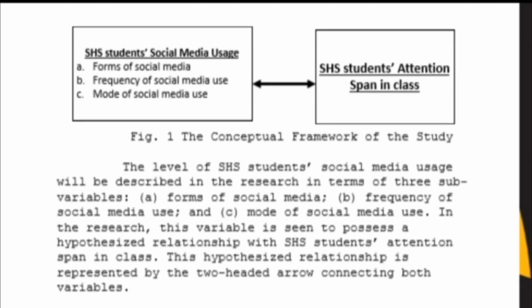So you should again identify and understand what are the variables under study. So your 2 major variables here are, first is the social media usage of the participants and the attention span of the participants. And under this, meron kang sub-variables. The first sub-variable, A, forms of social media, B, frequency of social media use, and then C, mode of social media use. So itong graphical presentation na to, hindi naman ibig sabihin na, as you can see, meron dalawang box, tapos meron dalawang two-headed arrow. Pwede din you are going to represent or to write it in another way.